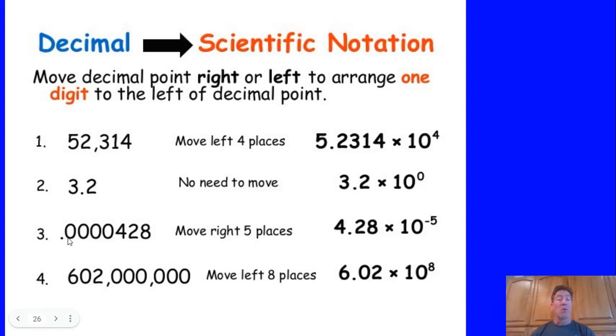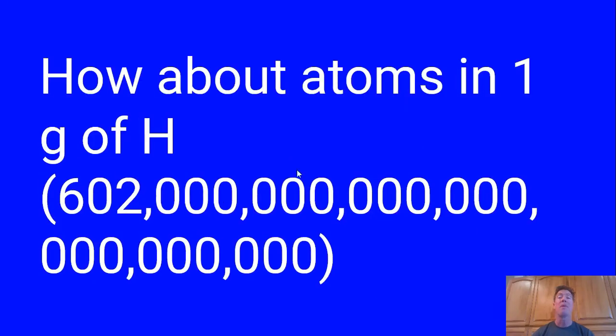How about this small number? Well, we're going to move this number 1, 2, 3, 4, 5 places to the right to get 4.28 times 10 to the negative 5. Again, we're going to move 1, 2, 3, 4, 5, 6, 7, 8 places to get 6.02 times 10 to the 8th.